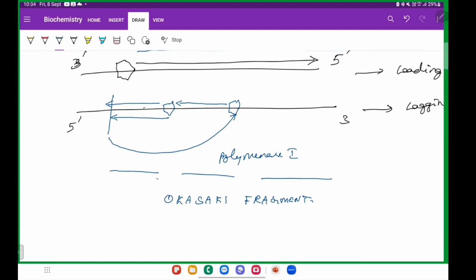Once you understand this, once you understand the Okazaki fragments and everything, next, whose job is it to join all the Okazaki fragments? Joining all these Okazaki fragments is the job of your polymerase 1.